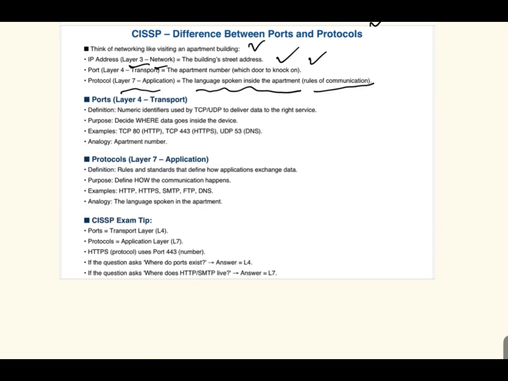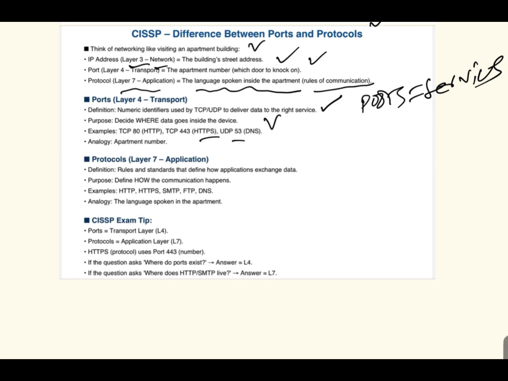So here the apartment number is which door needs to be knocked on. Definition, layer 4: numeric identifiers used by TCP and UDP to deliver data to the right services. So ports are services. The purpose is to decide where data goes inside the device. Examples: TCP 80, HTTP; TCP 443, HTTPS; UDP 53, DNS, right?